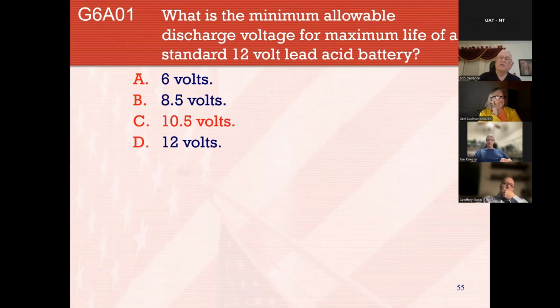Now, you can remember all that, or you can just remember 10.5 if it's easier. Or if you forget, remember that each cell in a lead acid battery is 2 volts. 1.75 is the discharge stop point. Then you can calculate that out if you'd like to calculate it instead. It's up to you.